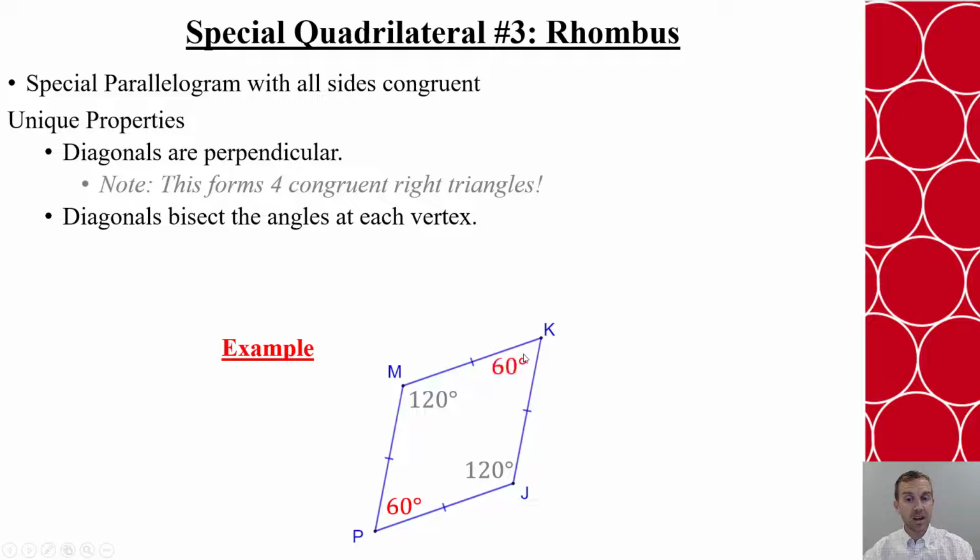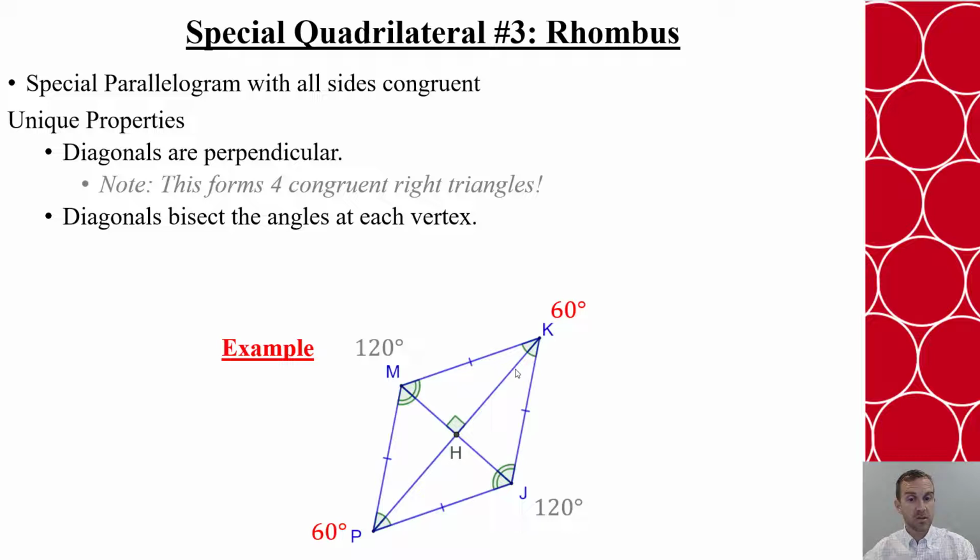Angle P and angle K would both have to be 60 because they have to be supplementary to that adjacent angle. Now, what if I put in the diagonals? What I recognize is that the diagonals are going to bisect each angle. So if this was 120 and 60, the 60 degrees would become 30 and 30, which means this one is also 30 and 30, and these would each become 60 and 60.